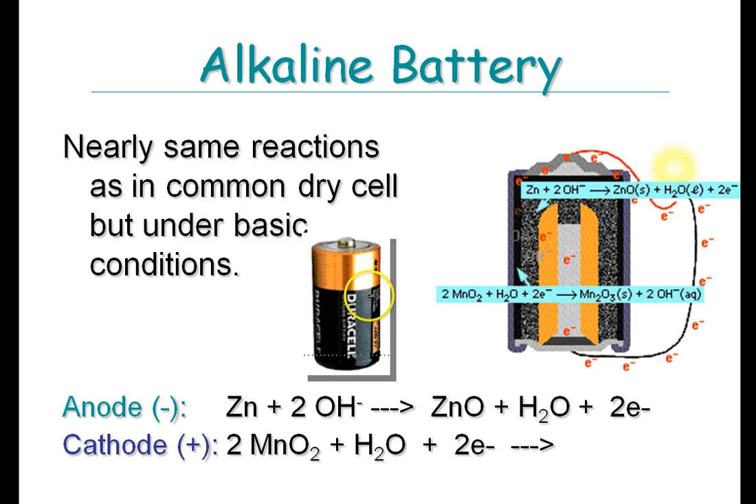So with an alkaline battery, what happens is you always have a basic paste. Here the manganese oxide. And so it's all the same conditions as a dry cell, but under basic conditions. You still have zinc being oxidized, and now the manganese oxide is being reduced.